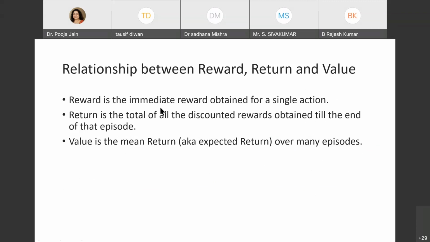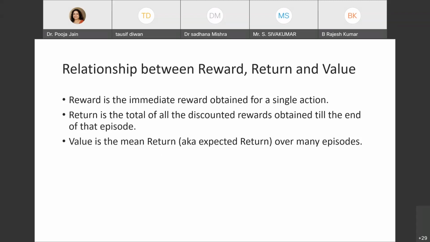Return. Return is the total payoff, the total of all the discounted rewards. We had already seen the formula: the reward generated at the first time step, plus the reward generated at the second time step multiplied by the discount factor, plus the next reward multiplied by the discount factor squared, and so on. This is the return. Value is the expected value of all the returns, which is the average of all the returns over multiple episodes.